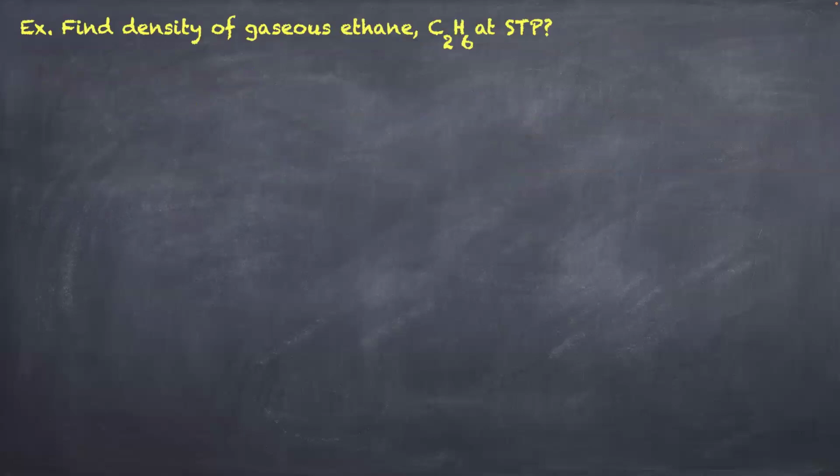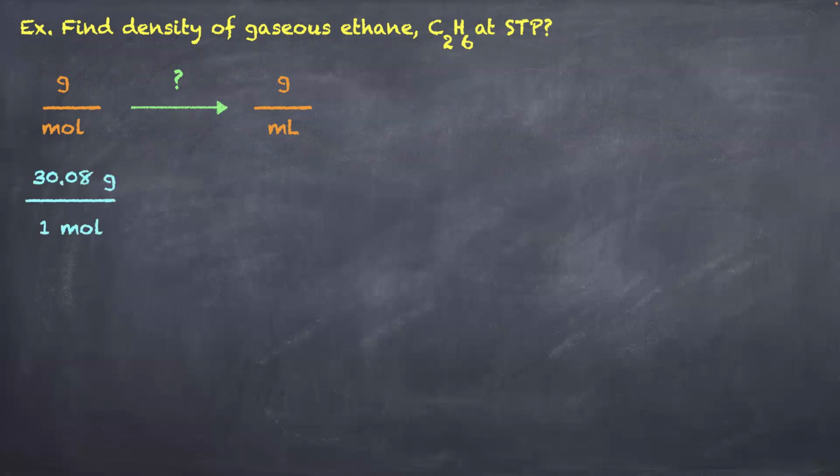Here it says find density of gaseous ethane, C2H6 at STP. So for this question, there's no numbers given to us. So we have to think about what we know about C2H6. And the only information we have about it is its molar mass, which has the unit of grams per mole. However, the density is usually in the unit of grams per milliliter. So we have to somehow go from grams per mole and convert it to grams per milliliter.